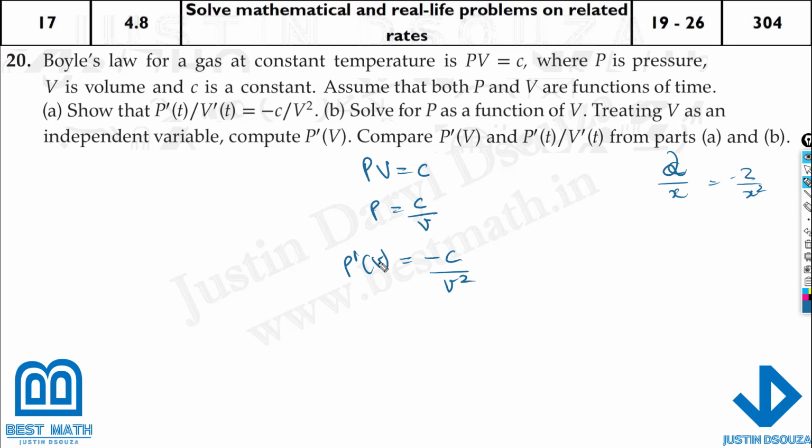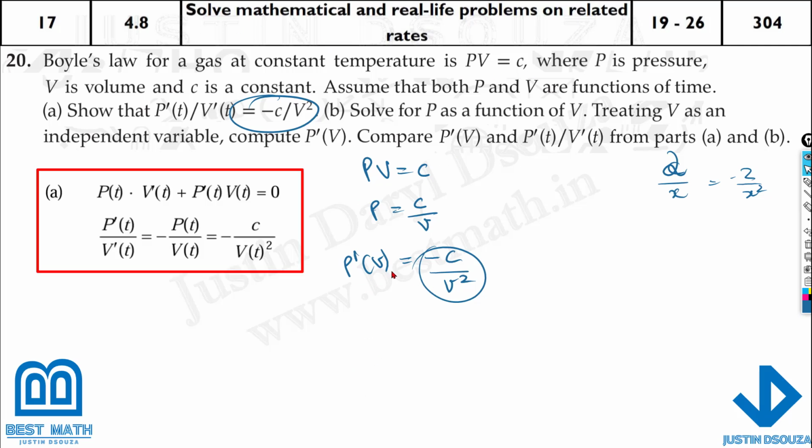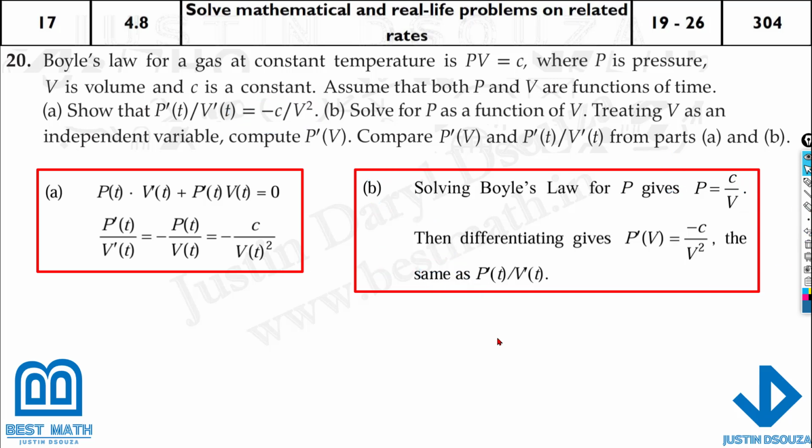Okay, did we finish it? Yeah, we have done the derivation. And then you do not need to write dV by dV, because we're doing it with respect to V, it's 1. So we don't need to write that at all. So here, that will be the answer. And let's look at the question. We have to compare with part A. They are the same thing. Can you see that? So P prime of t divided by V prime of t was equal to minus C by V squared. And the same thing is obtained when we derive the given equation with respect to volume as well. So as you can see, it's the same.